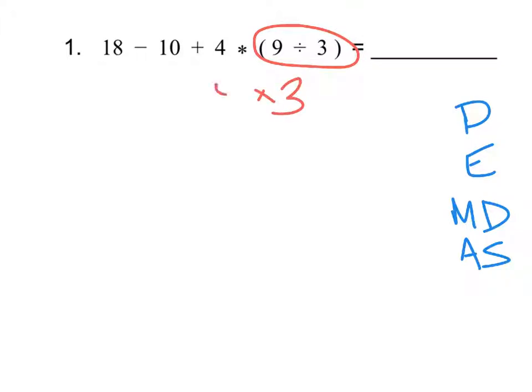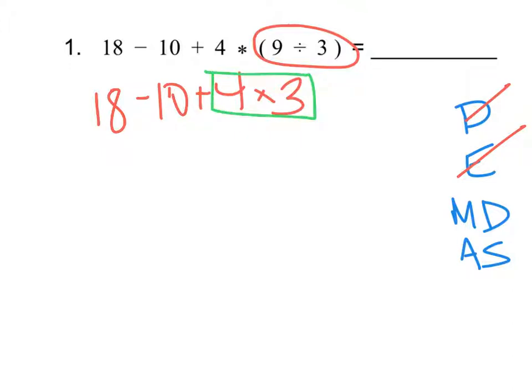And I'm going to rewrite the entire problem. Make sure you are rewriting it using the correct symbols. Now I have 18 minus 10 plus 4 times 3. I'm going to check to see if I have any more parentheses, which I don't. Cross that off. Do I have any exponents? No, I don't. Cross that off. Now I'm on to multiplication and division. I see that I have a 4 times 3, so I'm going to solve that, and I get 12.